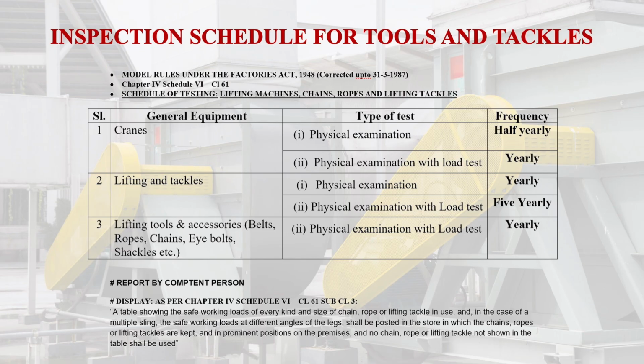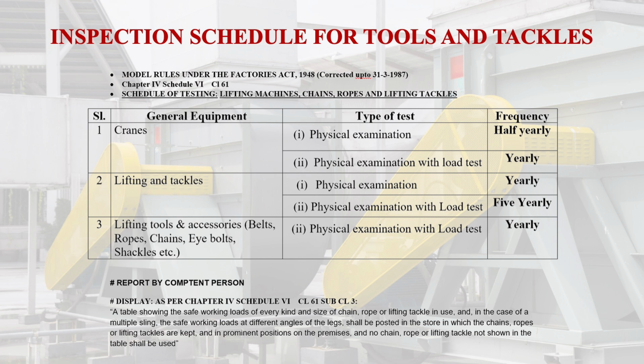These are the Factory Model Rules which specify in chapter 4 that every tools and tackles including crane, lifting tackles and lifting tools and accessories etc. should be checked as per the given frequency every year. This is a mandatory requirement which every factory has to do. Here the first item is the crane, which is a very general equipment. Its physical examination shall be completed half yearly, as well as physical examination with load test shall be completed once in a year. Every year it should be repeated.